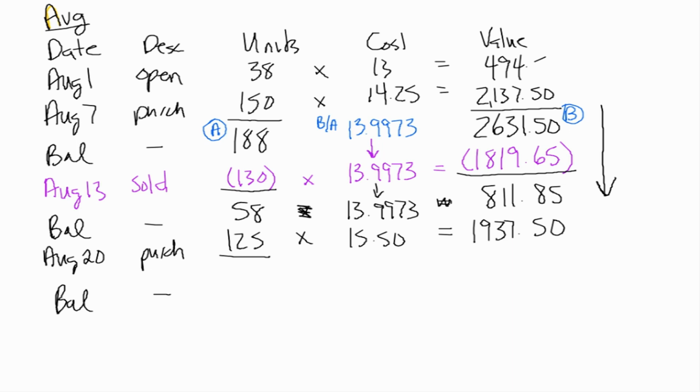And as soon as I have a flip, I got to do a balance. So here we go. 125 plus 58 is going to be 183 units. Don't carry anything else down. I'm going to add these numbers up. That equals $2,749.35. What am I going to do now? Well, I'm going to do a calculation.